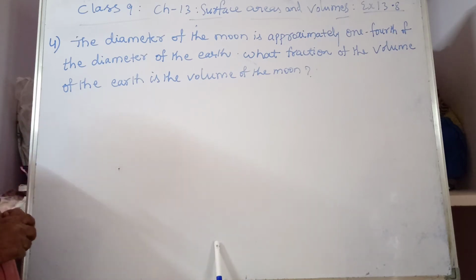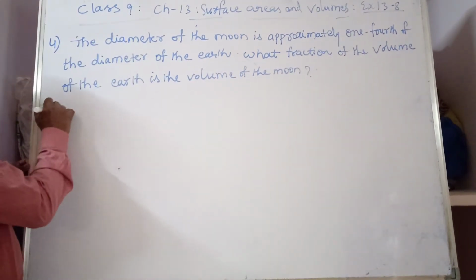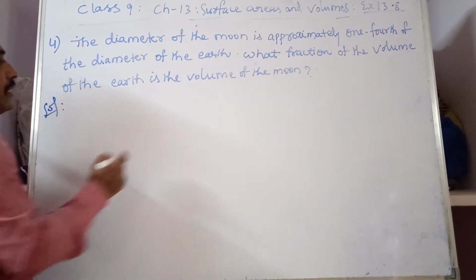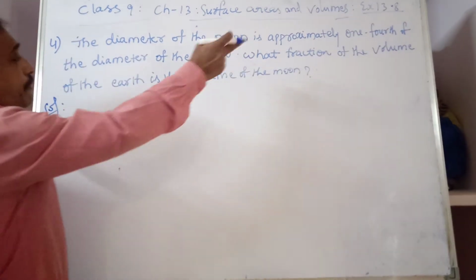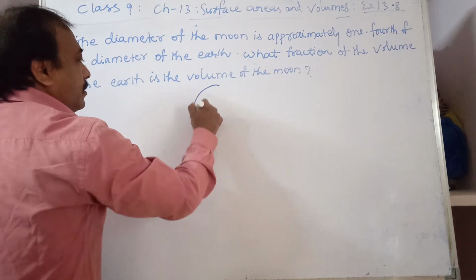But only the thing is, in spite of giving these diameters in terms of meters or centimeters, it is 1/4 of the diameter of the earth. Whose diameter? Moon diameter is approximately 1/4 of the diameter of the earth, and you have to find out the ratio of their volumes. Look at this. So one is moon and another one is earth. One is a bigger one.